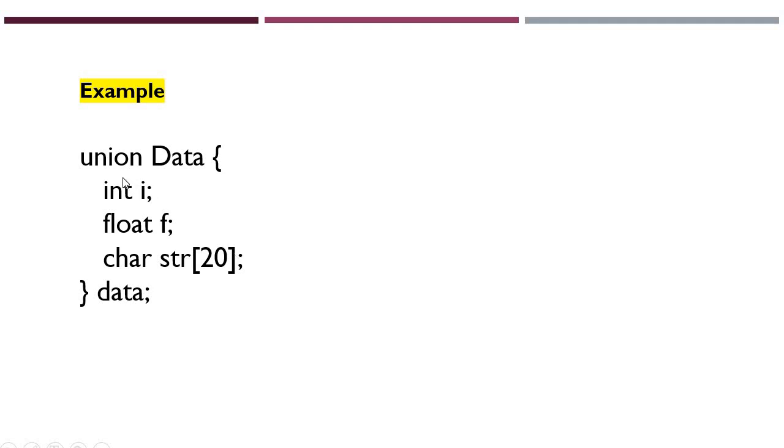This is an example of a union. Union is a keyword. Here, data is the union name. Inside the curly brackets, we have defined three variables. One is int i, an integer variable; float f, a float variable; and str, a string which is declared with the char data type. After closing the curly bracket, we have declared the variable data for the union.